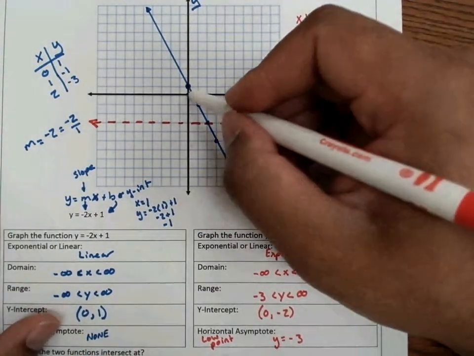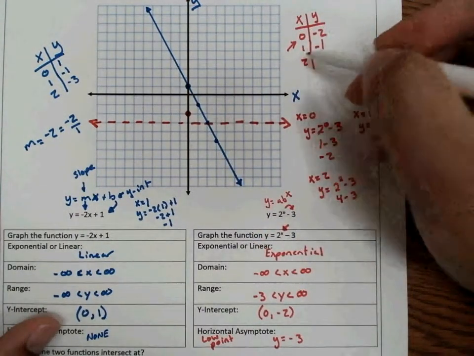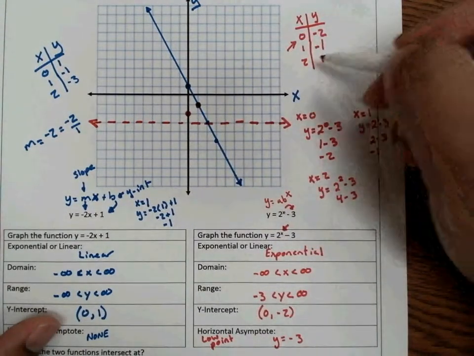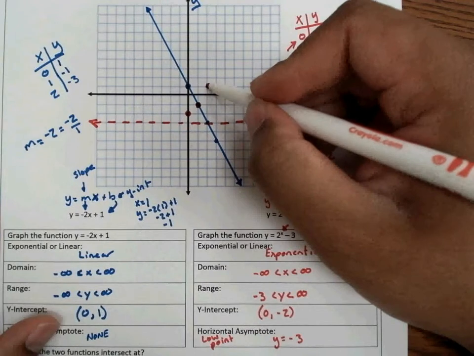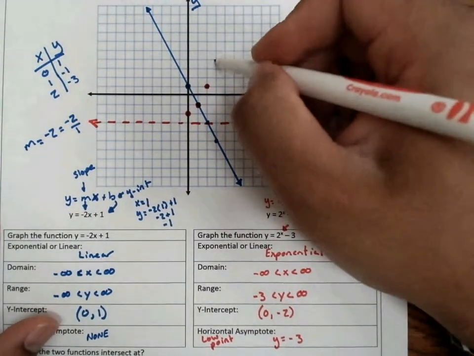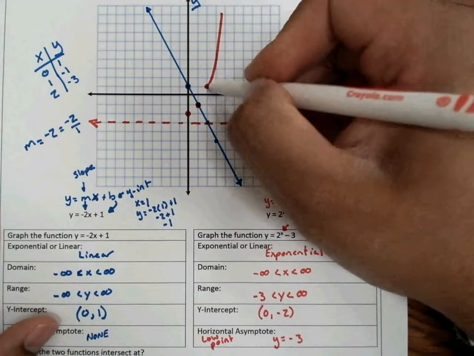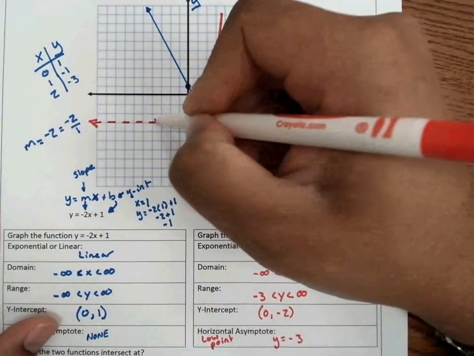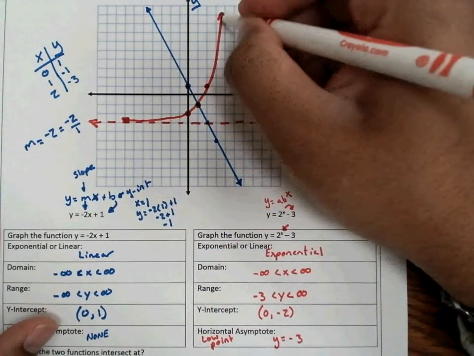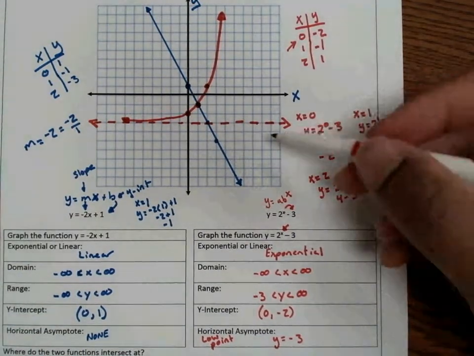So we have 0, negative 2, 0, go down to negative 2. We have 1, negative 1, so we go to 1, we go down to negative 1. We have 2, 1, so we go over to 2, and we go up to 1. And so it's probably going to shoot up something like this. And now we have both graphs.